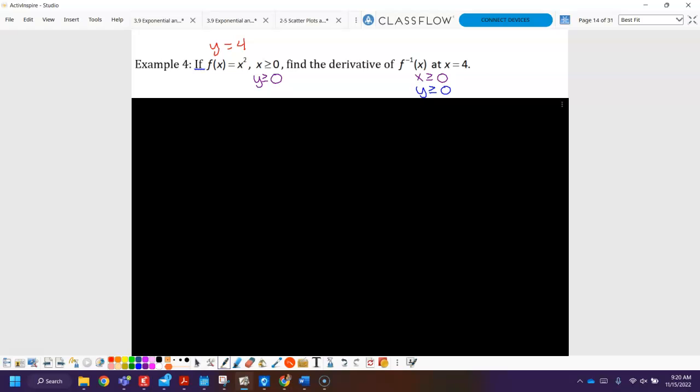So f of x equals x squared, and they told you x is greater than or equal to 0, y is greater than or equal to 0. So that means on the inverse function that x and y are both also greater than or equal to 0. That allows this function to be 1 to 1. If that restricted domain wasn't there, if y was equal to 4, now you have two x answers. You have 2 and negative 2. So now you're at a loss with your inverse derivative.